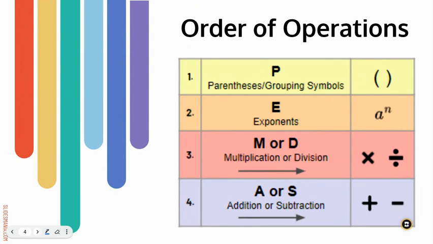We are going to be using order of operations for this video. So we have done order of operations before as a warm-up. We are going to use PEMDAS for our order of operations. So first is parentheses or grouping symbols. Second is exponents. Third is multiplication or division, depending on what comes first from left to right. And then fourth is addition or subtraction, again, depending on what comes first from left to right.